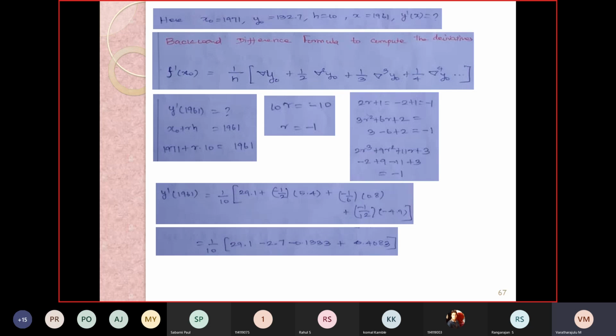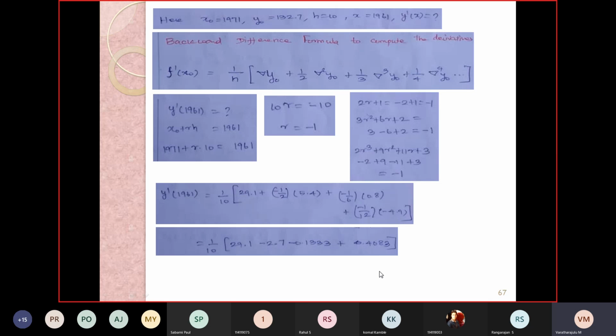Here I am applying the above data in the y dash of x. Therefore, I have the first difference as 29.1, and the first coefficient as minus 1 by 2 into 5.4. The second coefficient becomes minus 1 by 6 into 0.8. The third difference, minus 1, is equivalent to 4.9.